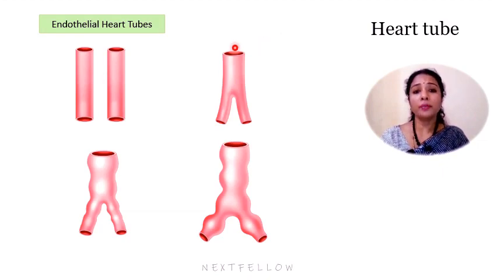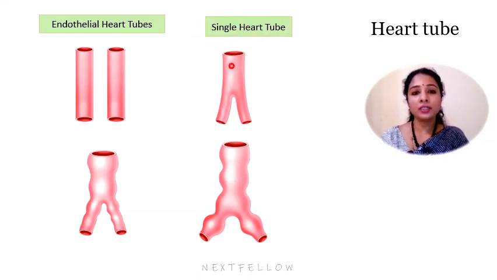So during embryonic folding, those endothelial heart tubes approach each other. Because of the lateral folds of the embryo, the two endothelial heart tubes approximate each other, and they form a single heart tube. And this fusion begins on the cranial end. So you can see the upper part of the heart tube is fused. So here is the single heart tube.